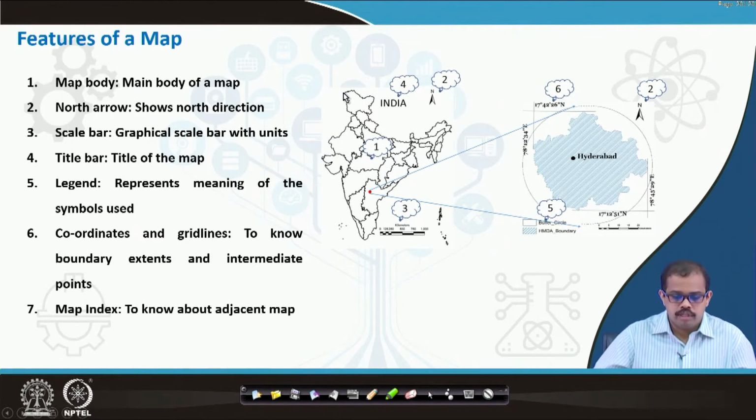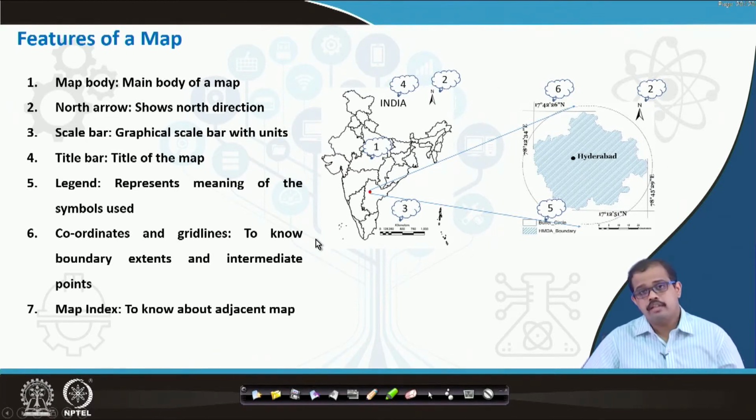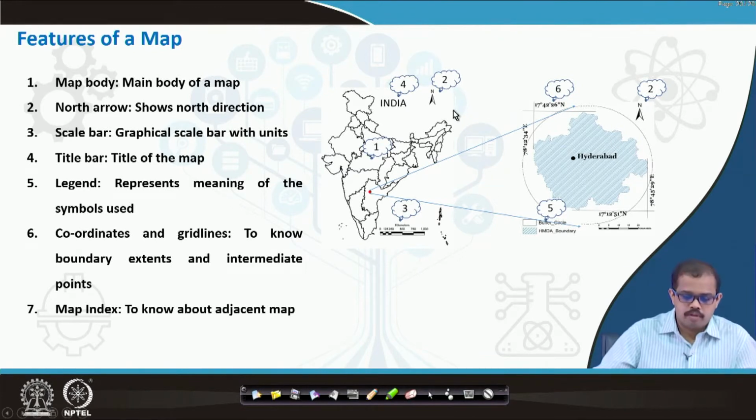Okay, so if you look at this, this entire thing is the main body of the map. And you should give the north arrow in that particular map, which is representing the northern part of the map. For example, I have represented it here both for Hyderabad and for India.